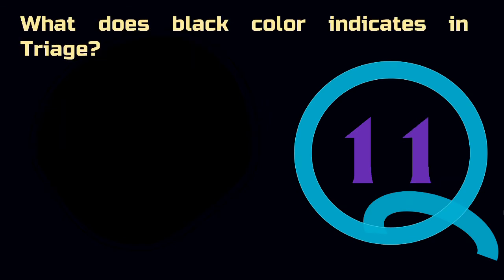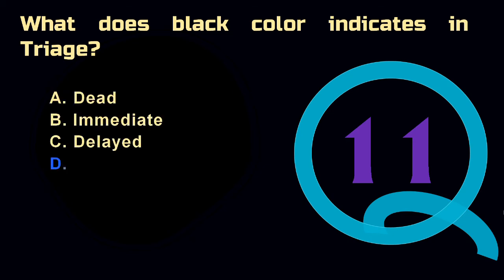The next question is, what does black color indicate in triage? Option A, death. Option B, immediate. Option C, delay. And option D, minor. The correct answer to this question is that black color indicates death in triage.